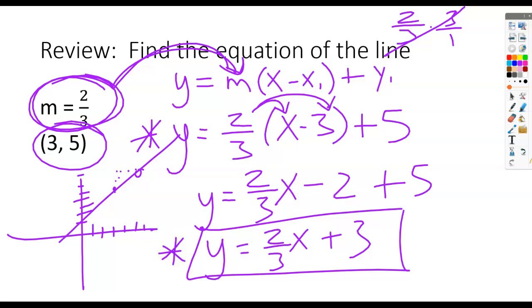You probably did it in geometry. You probably did it again in Algebra 2. So hopefully this isn't looking too weird and foreign to you guys. But that's how you find the equation of a line. You're going to use this formula. Nice little formula. Make sure you have it written down somewhere.